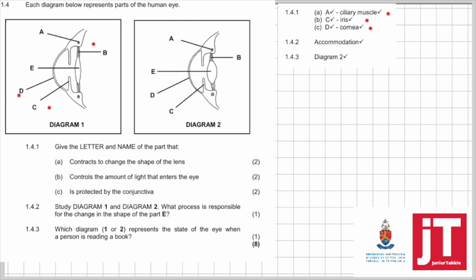1.4.2, study diagram 1 and diagram 2. What process is responsible for the change in the shape of part E? Part E, can you see, is the lens. What makes the lens change shape? What process? Accommodation. 1.4.3, which diagram, 1 or 2, represents the state of an eye when a person is reading a book? When you're reading a book, of course, the lens is more convex, so diagram 2.